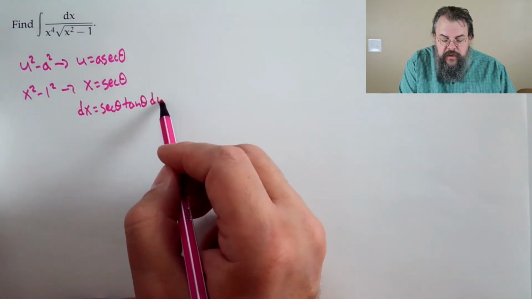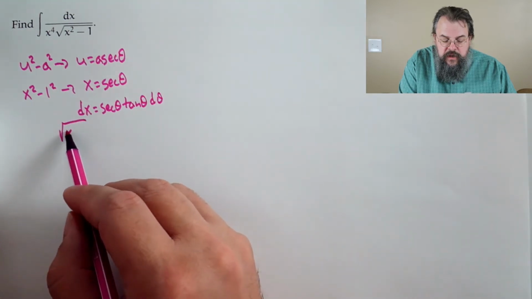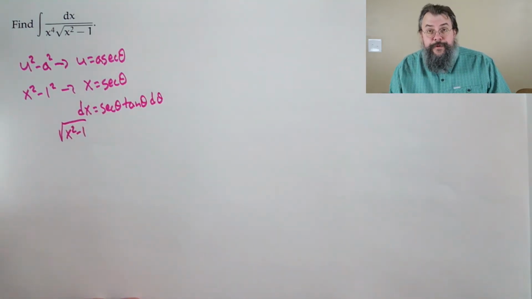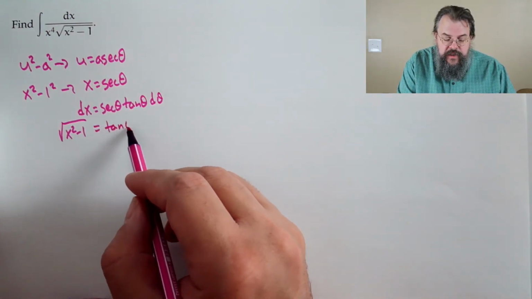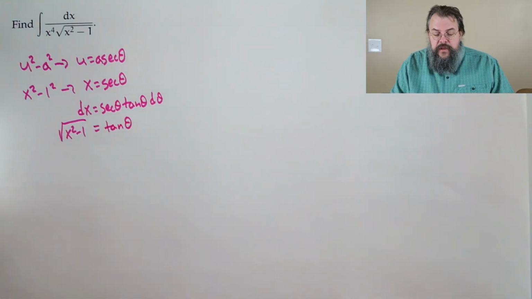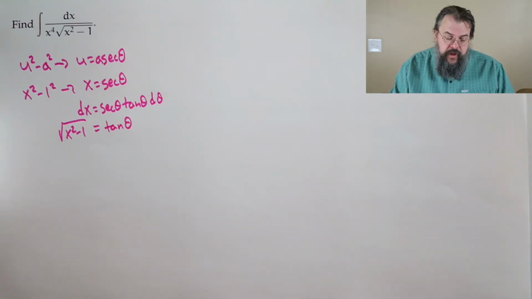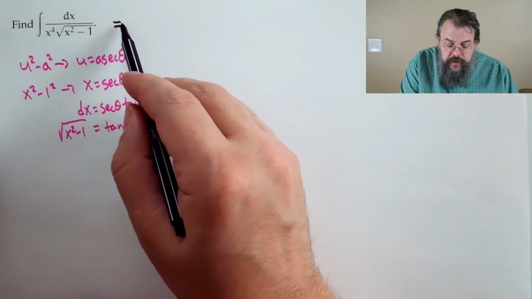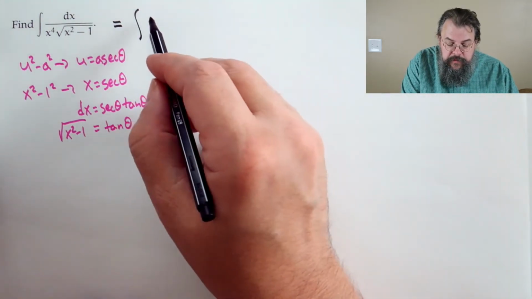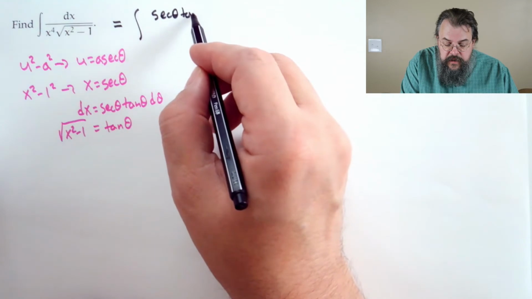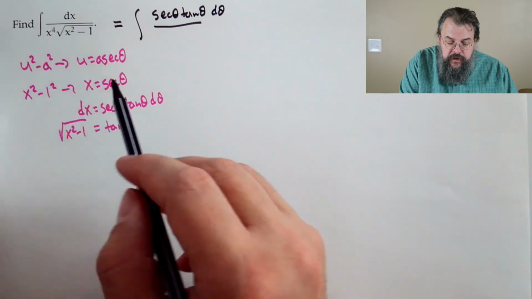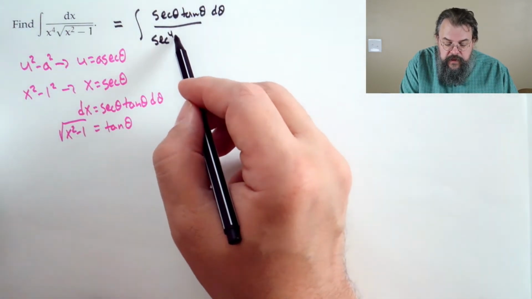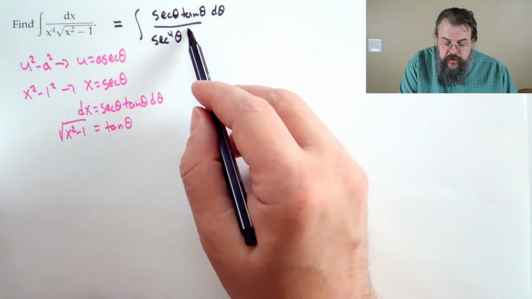All right, great. And the square root of x squared minus 1: secant squared minus 1 is tangent squared, and the square root of tangent squared is tangent. So those are our pieces. And when we put them in, what do we get? We get secant times tangent upstairs. Downstairs, we get a secant to the fourth. Whoo, that's a lot of secants. And then a single tangent.